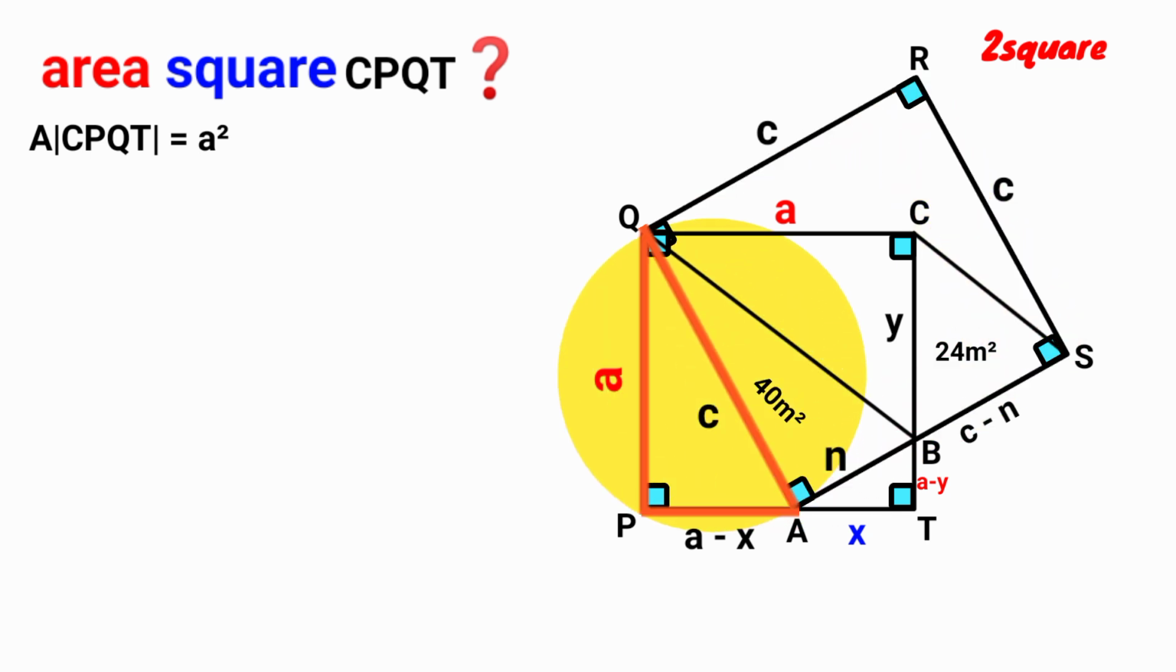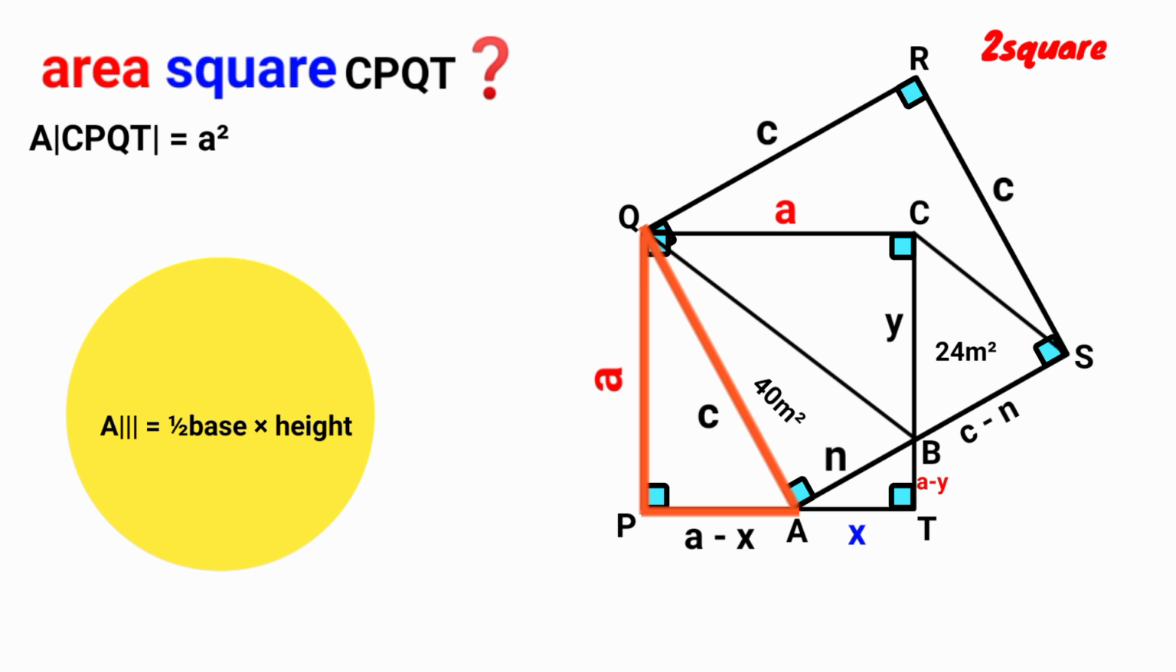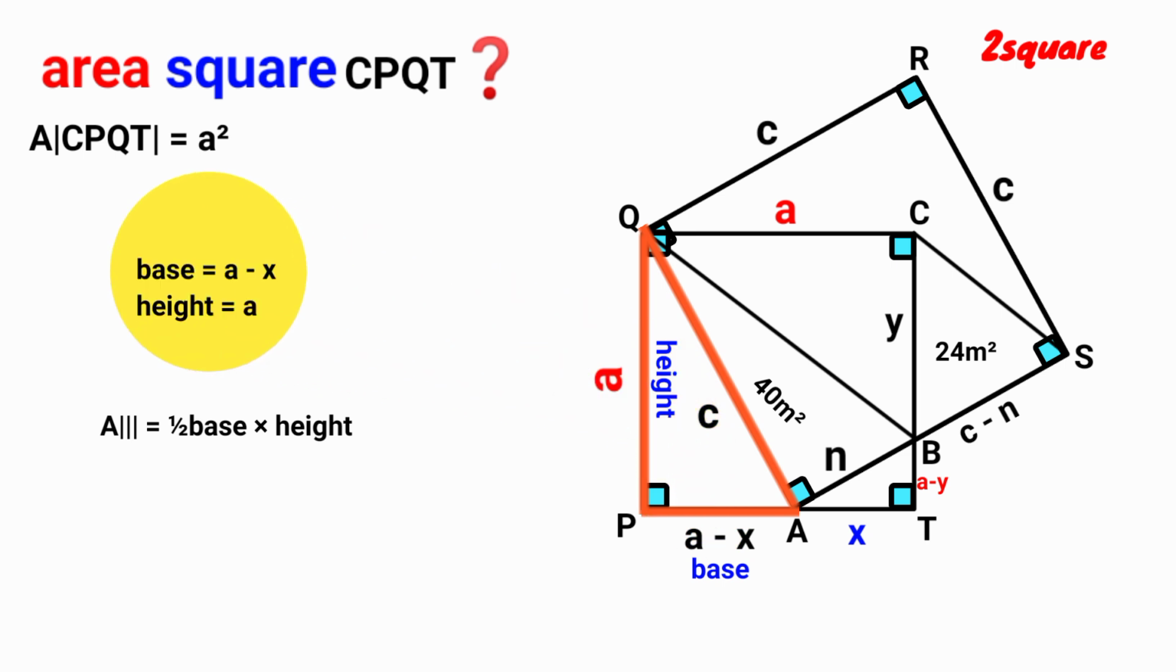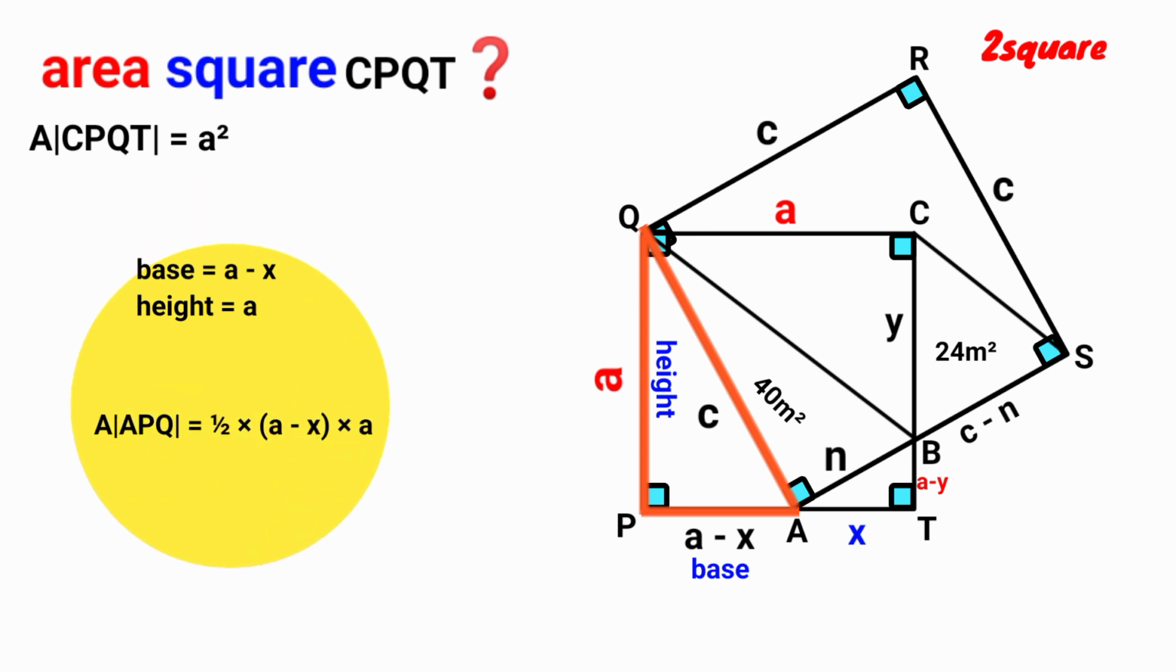Now let's come to this triangle APQ. Attempt calculating its area. It is a right angle triangle. The formula for calculating the area of a triangle is 1/2 base times height. When it comes to a right angle triangle, the legs are the base and the height. So if we take this as the base, this must be the height. So base equal to A minus x and height equal to A. Substitute it here. Now area of triangle APQ equal to 1/2 times A minus x times A.